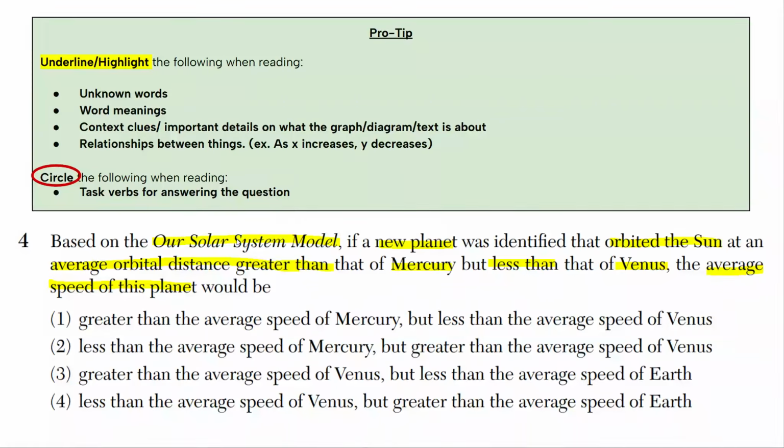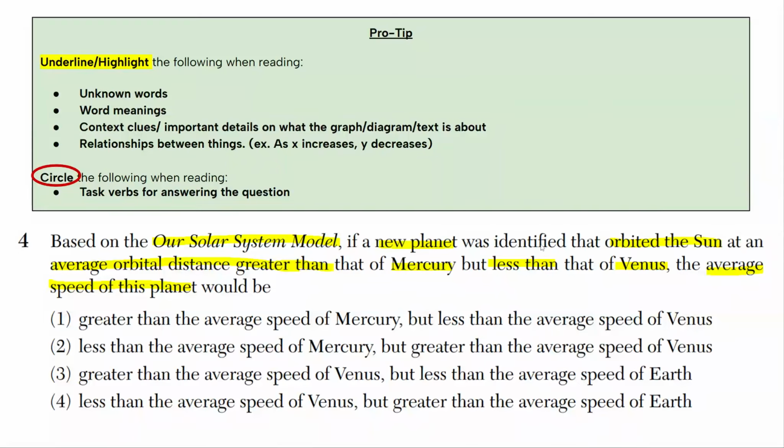I'm going to highlight our solar system model because it's telling me to go to that model. And in the previous question, I actually looked at that model and highlighted it, and I'm going to go back to it in a bit. Remember, all the questions in the cluster are related. It previously told me questions 1 through 5 are all related. So even though I looked at our solar system model for question 3, it still is telling me to go back to that model for question 4.